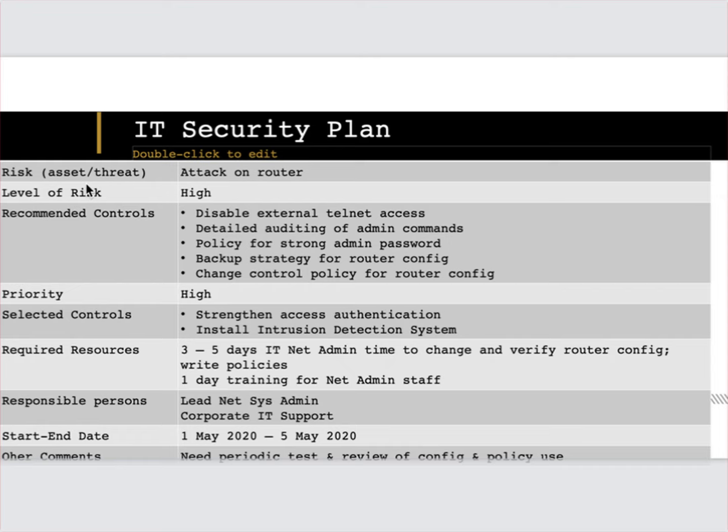I will give you an example here. The risk is an attack on a router. Level of risk is high. What are the recommended controls against this type of attack? By the way, it's a technical control. As per the NIST document, disabling external telnet access is one option. Others are detailed auditing of admin commands, a policy for strong admin passwords, a backup strategy for router config, and a change control policy for the router config. The priority is high.